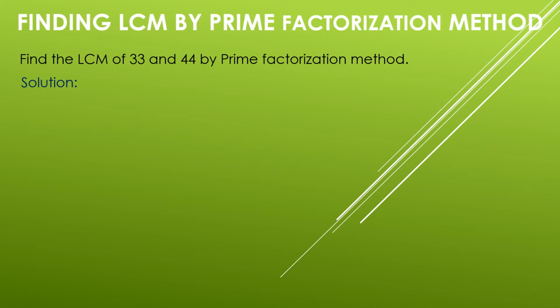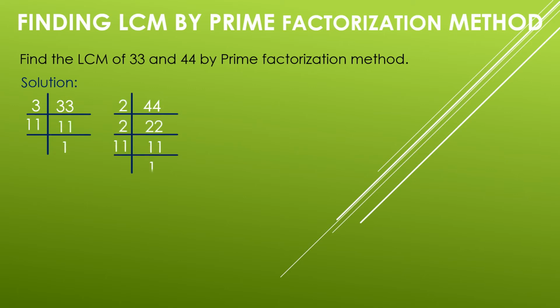First, we will find the prime factors of 33 and 44. Everyone knows how we will find the factors of 33 and 44. So pause the video and find the factors of 33 and 44 on your own and check. The prime factors of 33 is equal to 3 multiplied by 11 and the prime factors of 44 is equal to 2 multiplied by 2 multiplied by 11.